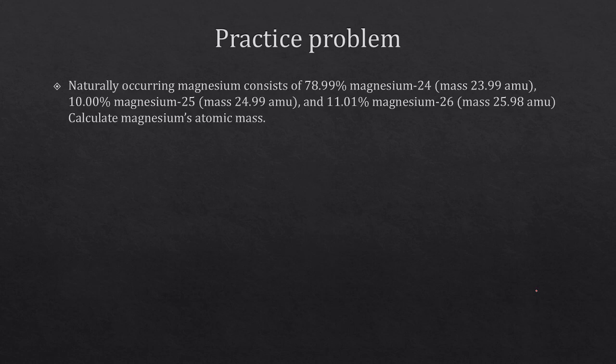So having that aside, let's do a practice problem. So I want you to try this one. Naturally occurring magnesium occurs at these percentages for these 3 types of magnesium. Try finding what its atomic mass is. And that means pause me and give it a shot before listening to the rest of this.